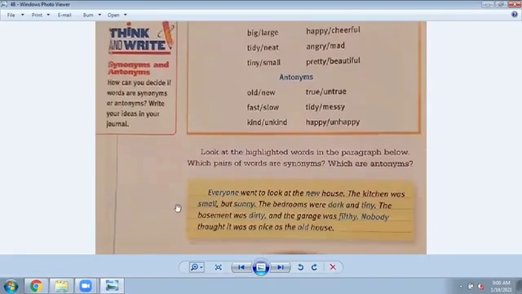Let's go down on the page. I'm going to pick someone. Omar, are you there? Hello, Omar. Hello, Miss. Hi, Omar. Can you read the paragraph at the bottom of the page for us, please? Everyone went to look at the new house. The kitchen was small, but sunny. The bedrooms were dark and tiny. The basement was dirty, and the garage was filthy. Nobody thought it was as nice as the old house. Well, thank you very much.